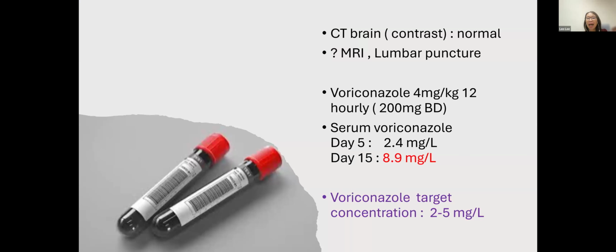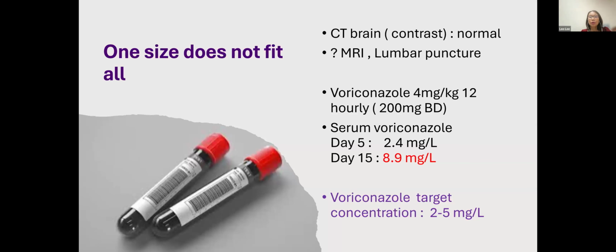Luckily, in this patient, we had performed measurements of the serum voriconazole level. At day 5, during the steady state, the voriconazole concentration was within the therapeutic range, that was 2.4. On day 15 of voriconazole therapy, which coincided with when he started complaining of visual hallucinations, the level was strikingly elevated, 8.9. That is beyond the therapeutic range. So what I'm trying to say in this case is, one size doesn't fit all. The standard dosing that we usually use doesn't mean that it's suitable for all patients.